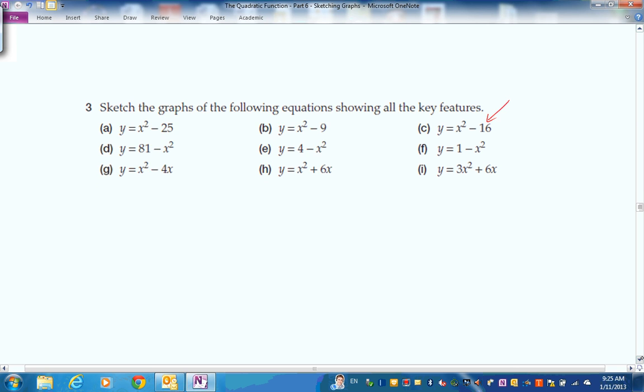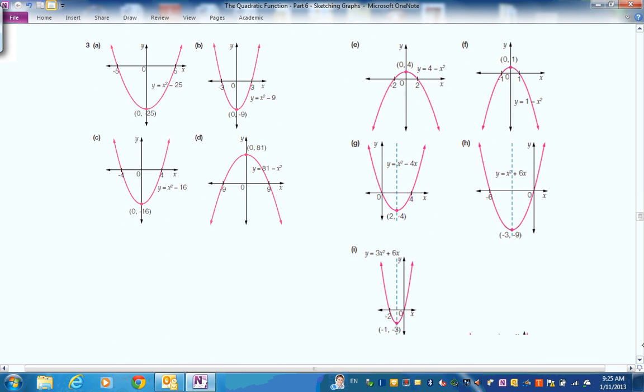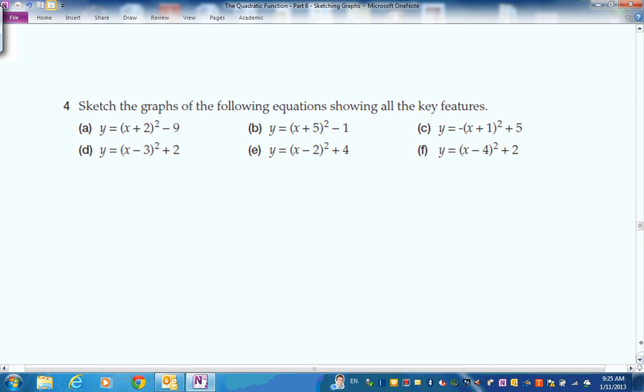Okay, let's have a look at the answers then. Okay, so they are the sketches. Make sure you've got all features correct: x-intercept, y-intercept, axis of symmetry, and the turning point, or the vertex. Okay, come on down. Next question, question 4. Putting you through your paces here.